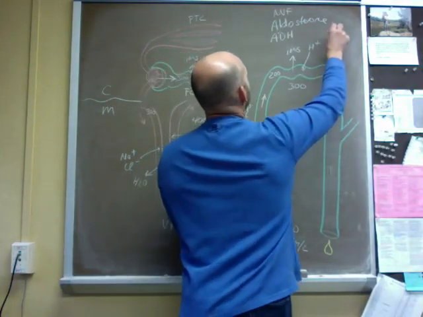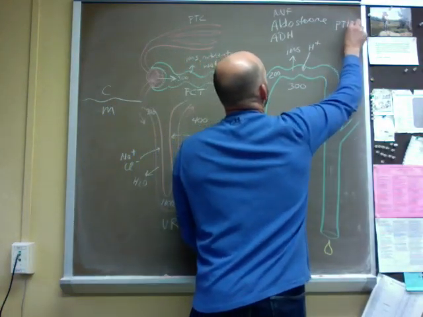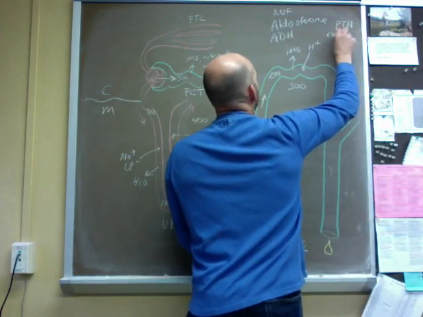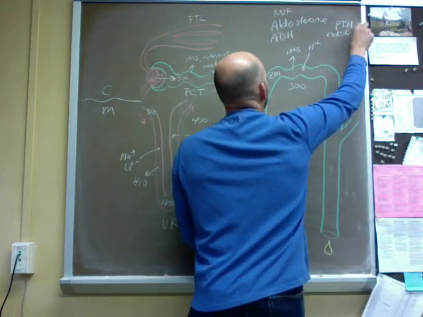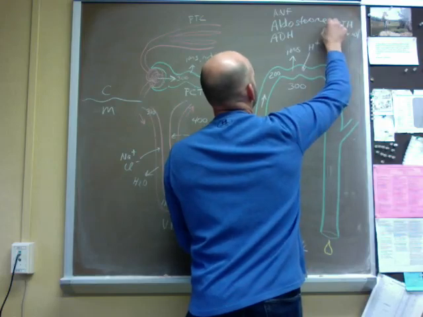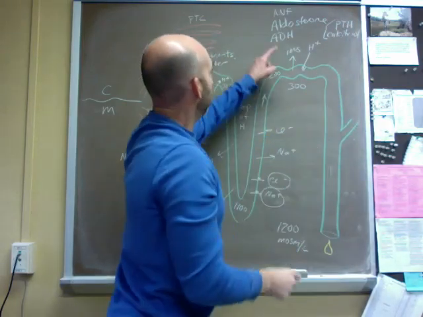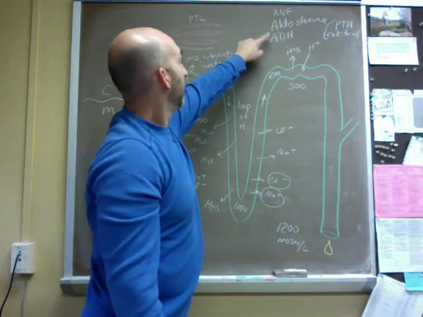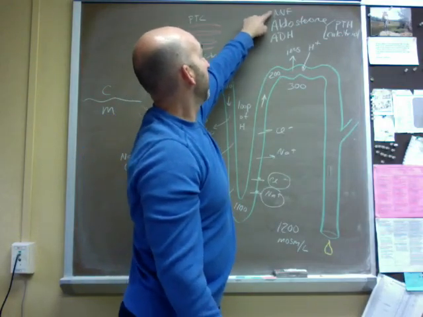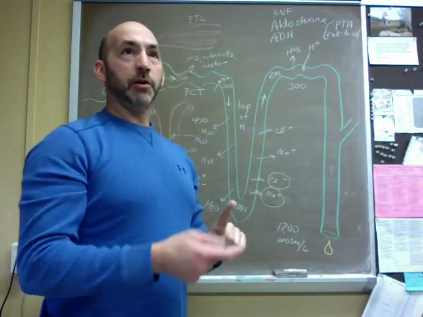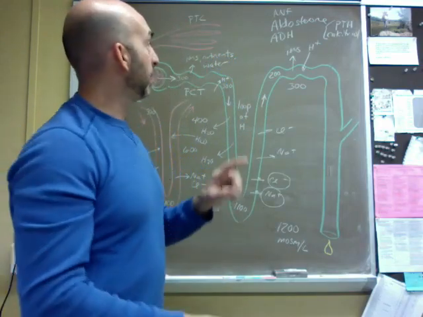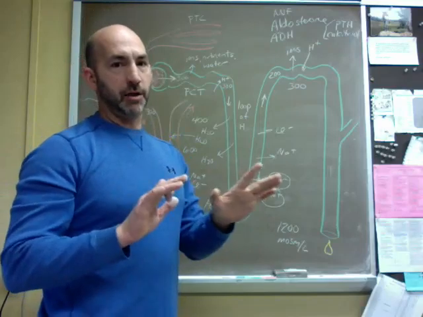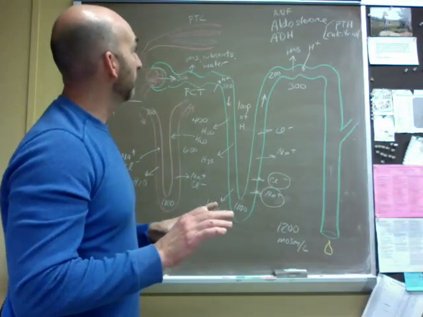We can throw in parathyroid hormone and calcitriol. Right? These two are going to be involved in calcium. The ADH is involved only in water reabsorption. Aldosterone and ANF are regulating sodium reabsorption. And again, we'll give you the directionality of their control in another video.